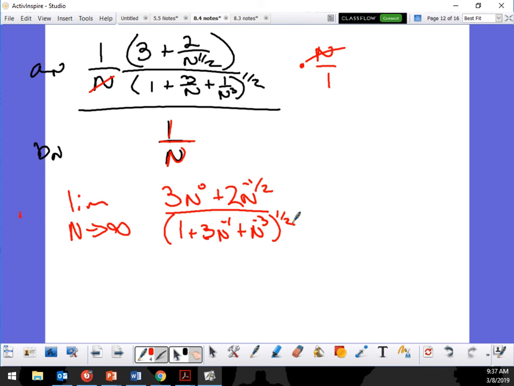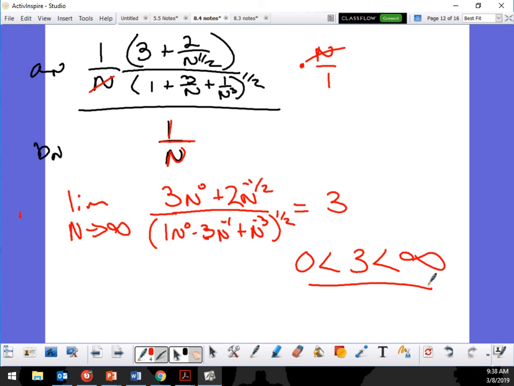So now, as I'm taking the limit again, this is my n to the 0, that's 1. So again, as I take the limit as that goes to infinity, that's going to give me 3, and my 3 is going to be between 0 and infinity. So given my limit test right here, since I compared it to a divergent, the test works. So this is going to be divergent.